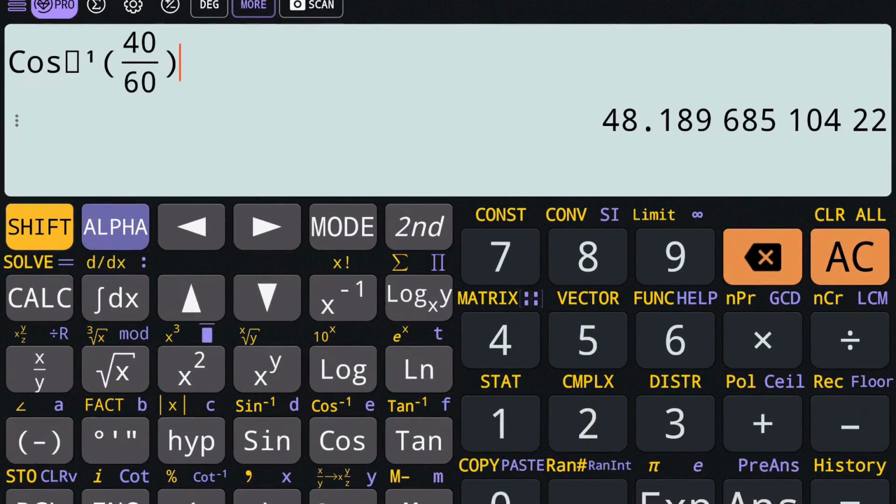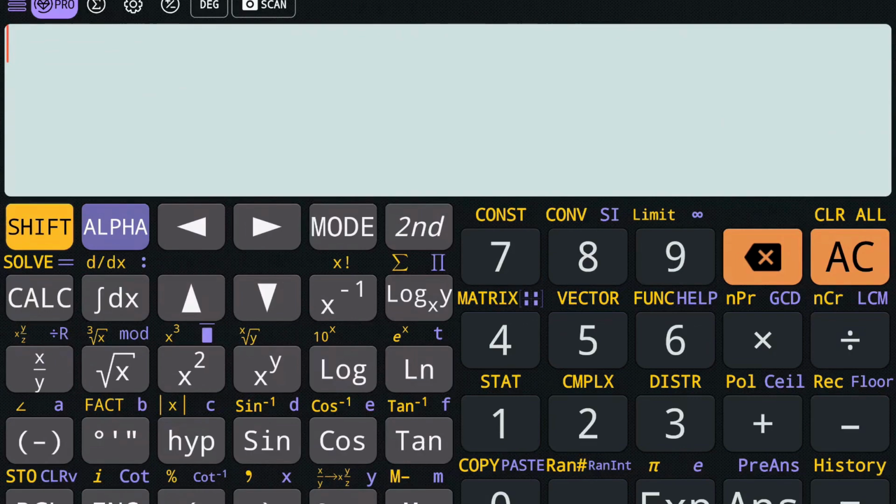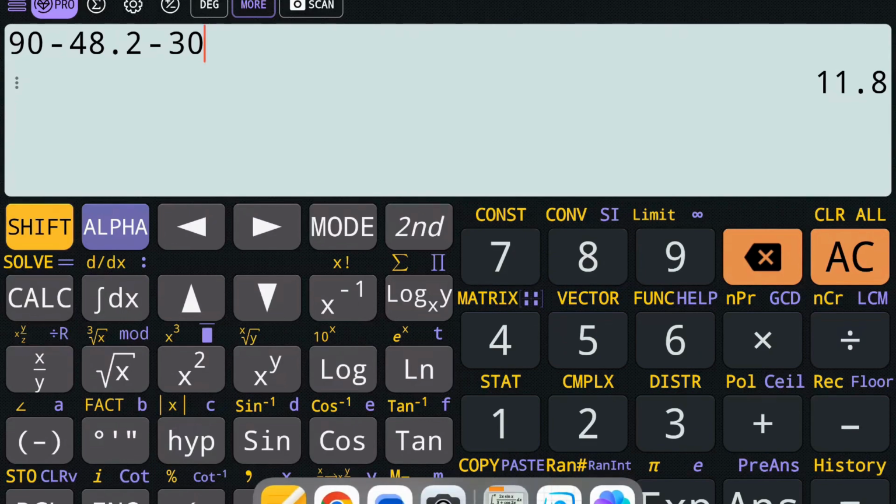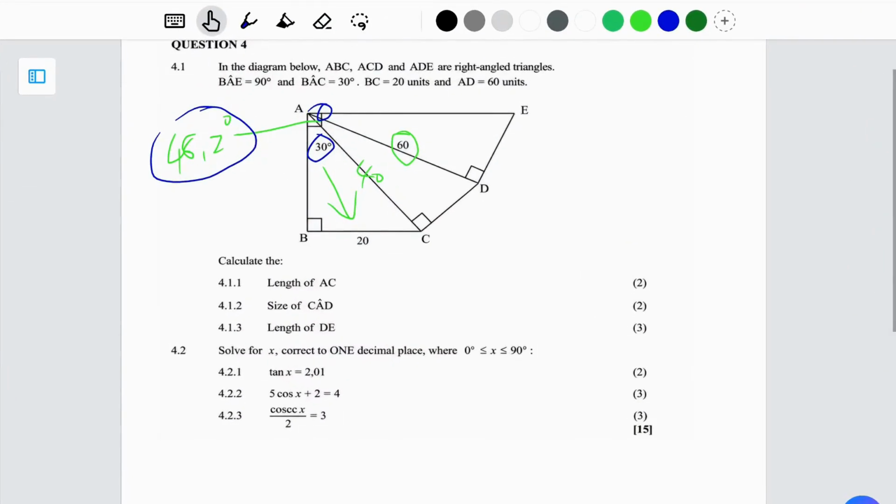We can now say that 90 degrees minus 48.2 minus 30 equals 11.8 degrees, right? So we have that little one in the corner there. We now know that that is 11.8 degrees. So we have everything we need to calculate DE now, right?